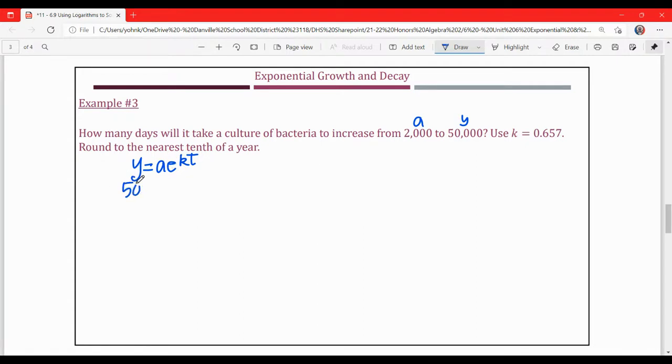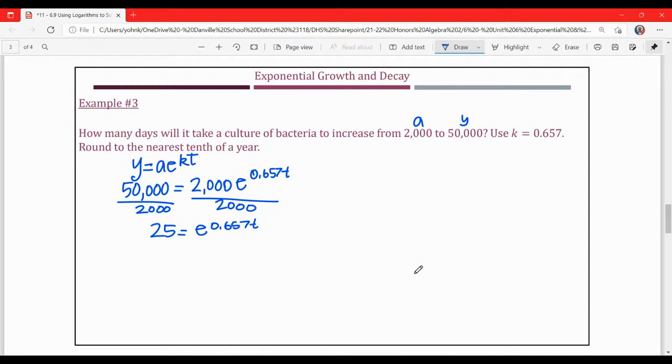So 50,000 equals 2,000 e to the 0.657 t. So I can divide both sides by 2,000. 50,000 divided by 2,000 is 25, equals e to the 0.657 t. I can take the natural log of both sides to get rid of the e.